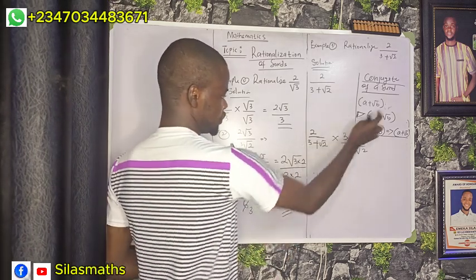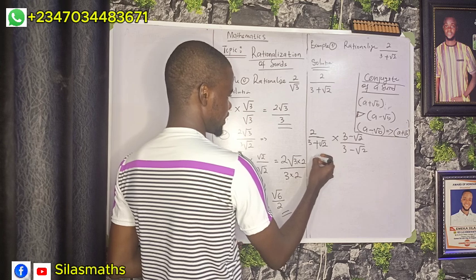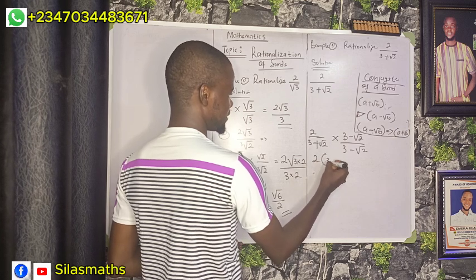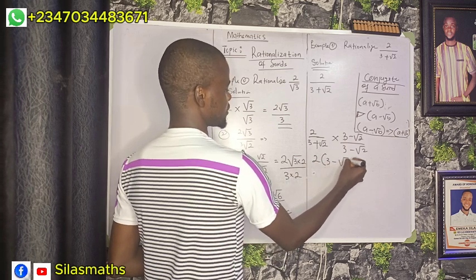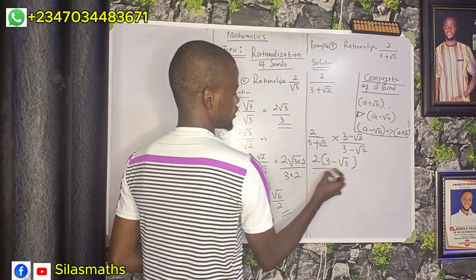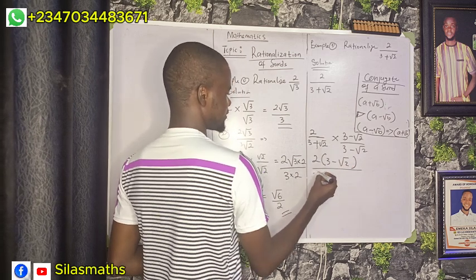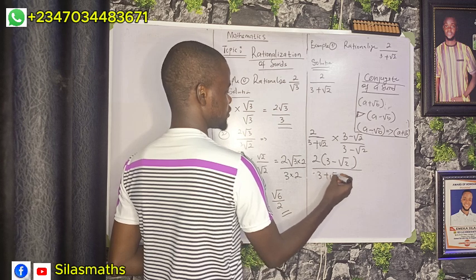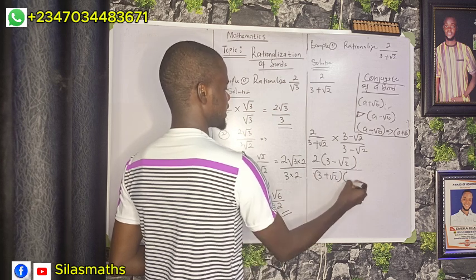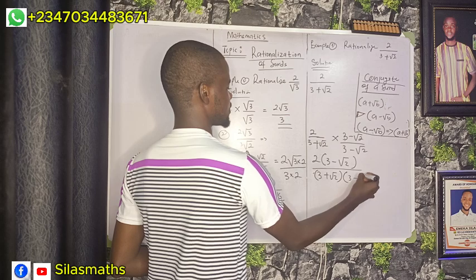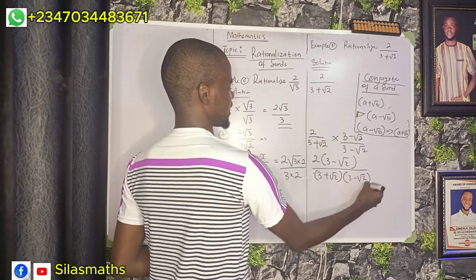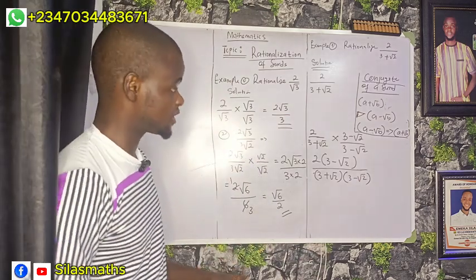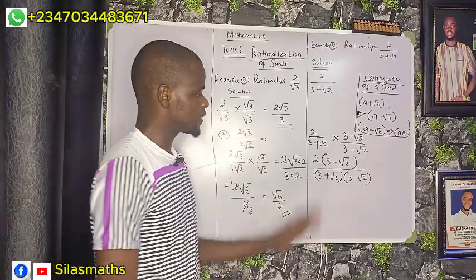So let's go ahead. Numerator multiply numerator, that's going to give me 2 open brackets 3 minus square root of 2. This times this, I have 3 plus root 2 open bracket 3 minus root 2. So let's open the bracket.